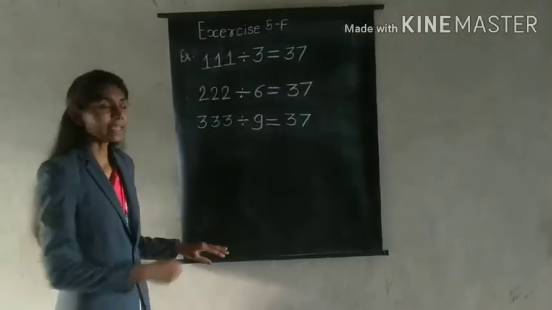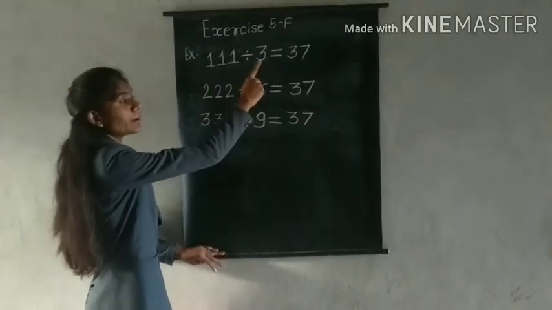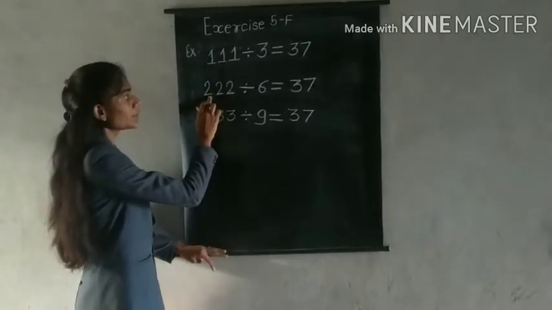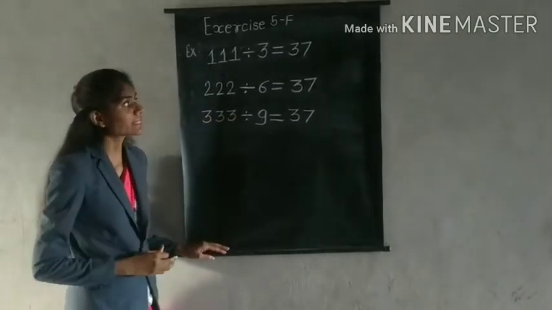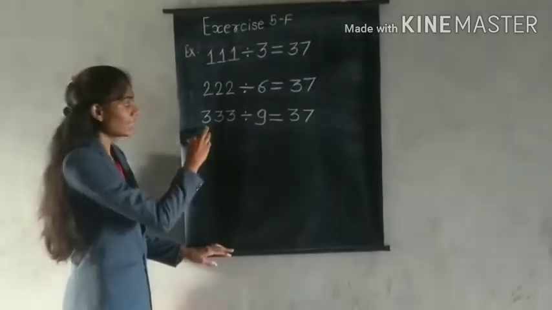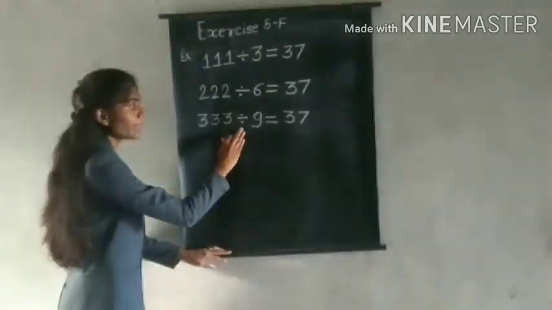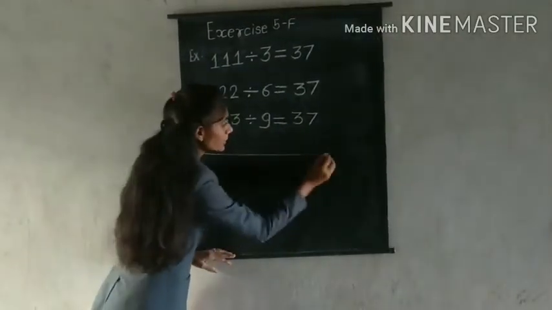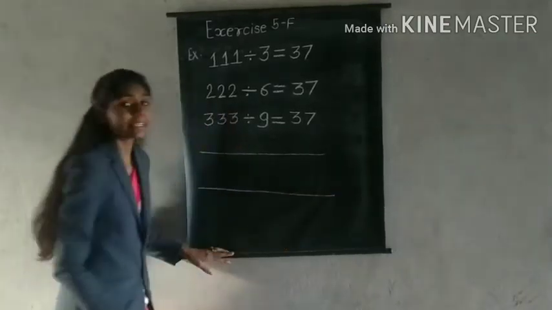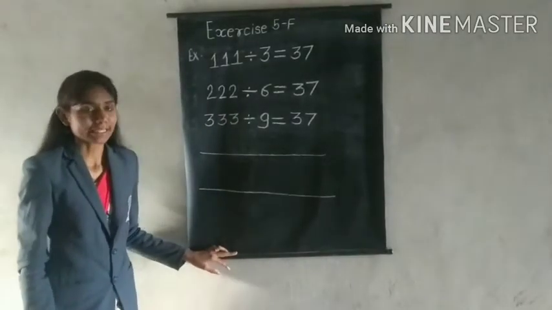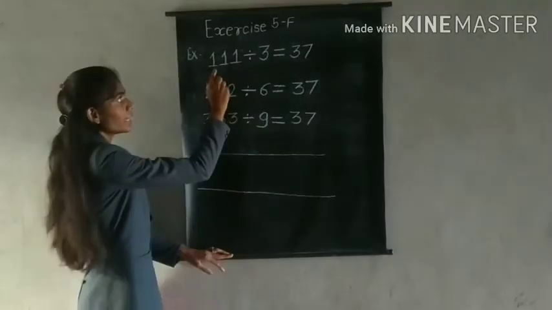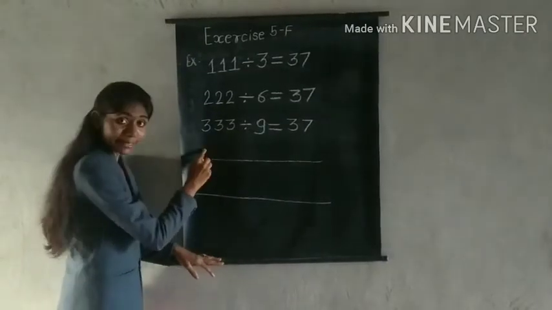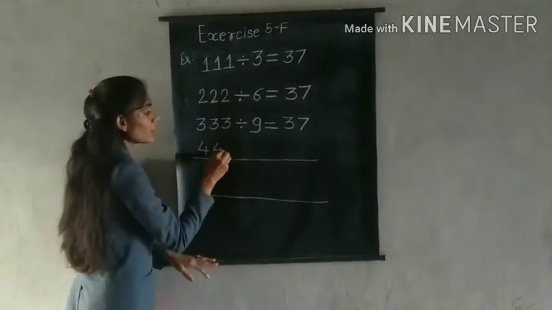In the next example, here 111 divided by 3 equals 37. In the second step 222 divided by 6 equals 37, and 333 divided by 9 equals 37. So we need to find here the next 2 steps. So how to find the next 2 steps of the pattern? We just need to observe. Here 3 times 1, 3 times 2, 3 times 3. So what will be the next number? That is 3 times 4.